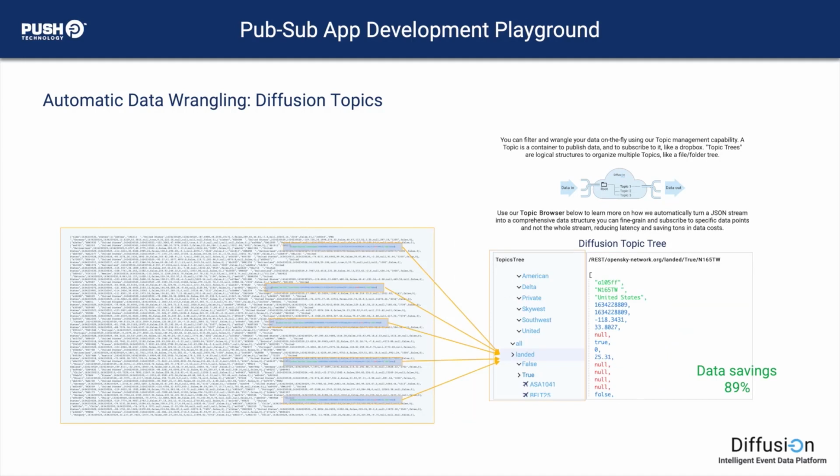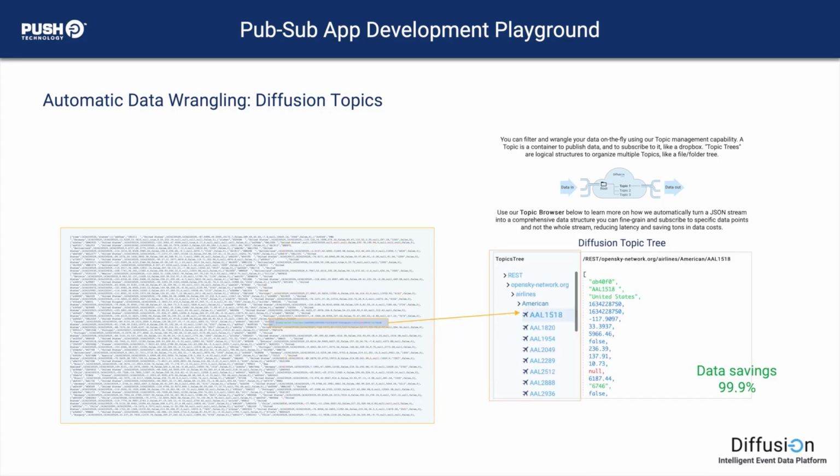So here we can see how Diffusion can identify the portion of the JSON stream and map the parts that are, in this case, flights that had landed into specific topics and group them into topics that the subscriber can subscribe to. The more granular, the more fine-grained the topic subscription is, the more data savings the consumer will see. And here for this example, you can see that we can also identify a specific flight and only subscribe to the changes in the values for that flight only. And in the example for the JSON stream from opensky.org, we have seen data savings that are over 99% when subscribing to one flight only.